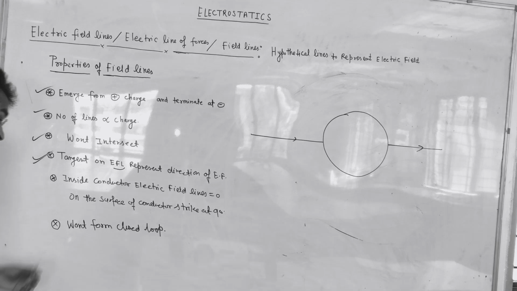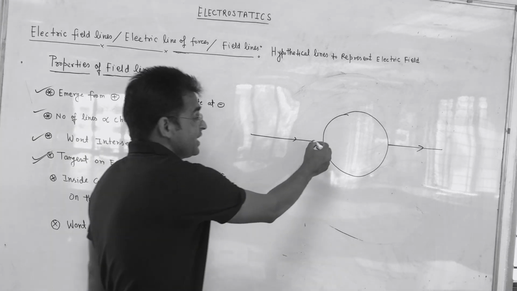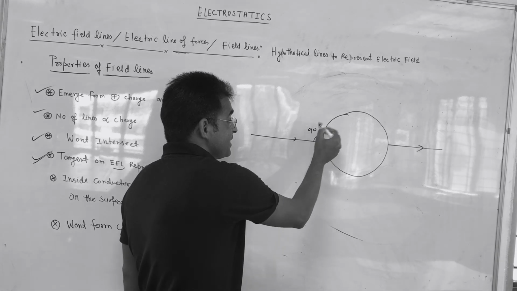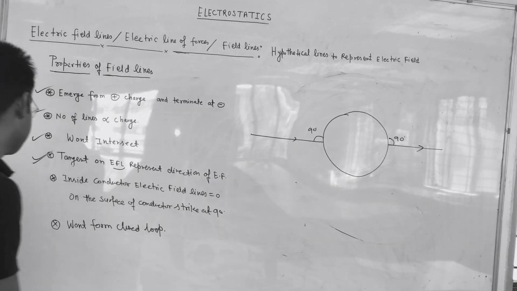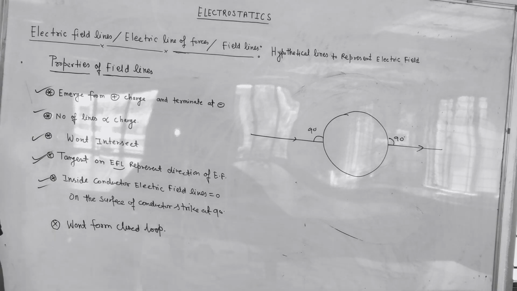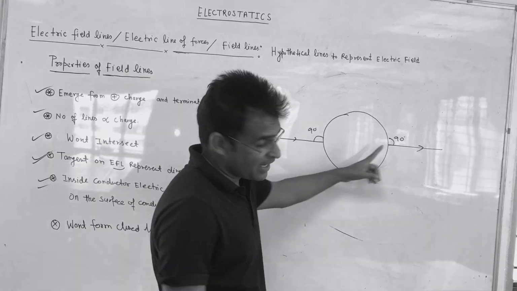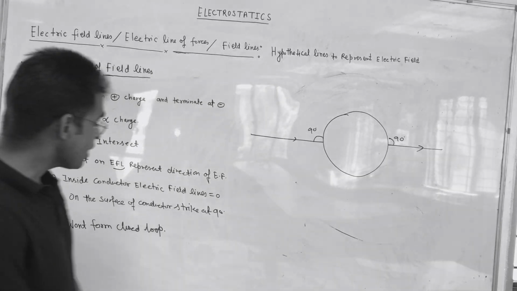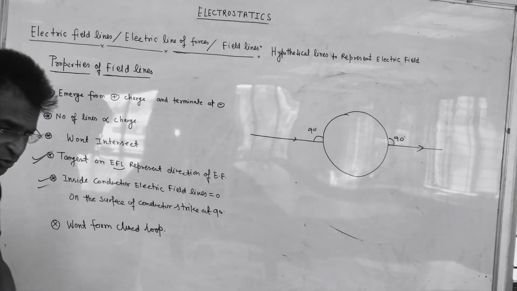And one more thing: on the surface of the conductor they strike at an angle of 90 degrees, meaning this angle should be 90 degrees, and this angle should also be 90 degrees. So this is the fifth property: inside the conductor they must be absent, and on the surface of the conductor they strike at 90 degrees and emerge at 90 degrees.